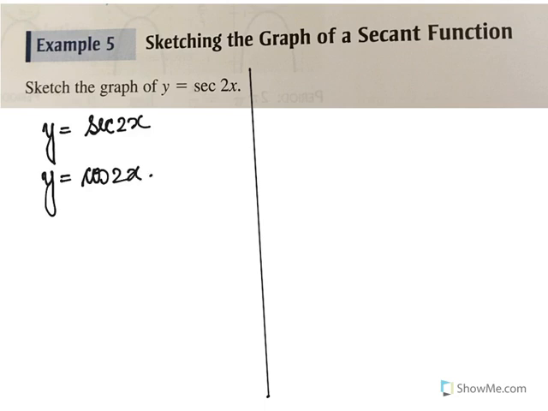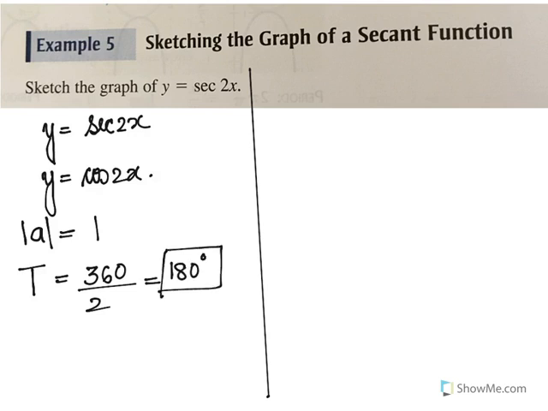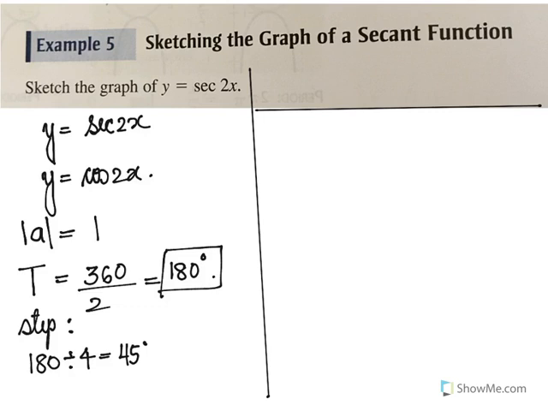So to graph cosine 2x, the first thing I need is the amplitude. And the amplitude in this case would be 1. The period, that is T, is 360 divided by 2. And in this case, it would become 180. So I've got the period. Now I need the step. To find the step, I just divide this 180 by 4, and I will have the value, it is equal to 45 degrees. So I've got a table of values right now, and I'll just write them down.